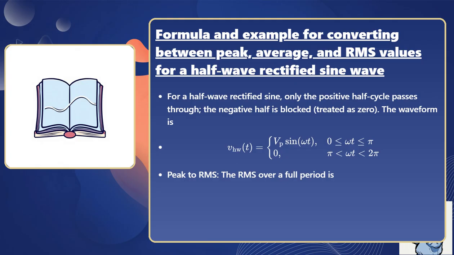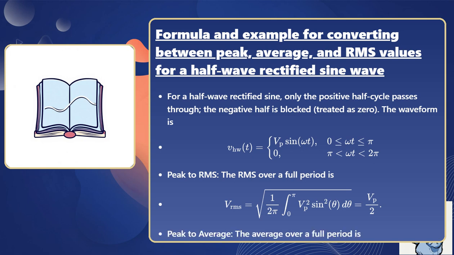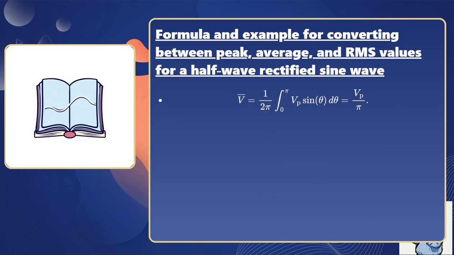Peak to RMS. The RMS over a full period is V RMS equals the square root of 1 over 2 pi times the integral from 0 to pi of Vp squared times sin squared of theta d theta, which equals Vp over 2. Peak to average. The average over a full period is V bar equals 1 over 2 pi times the integral from 0 to pi of Vp sin of theta d theta equals Vp over pi.